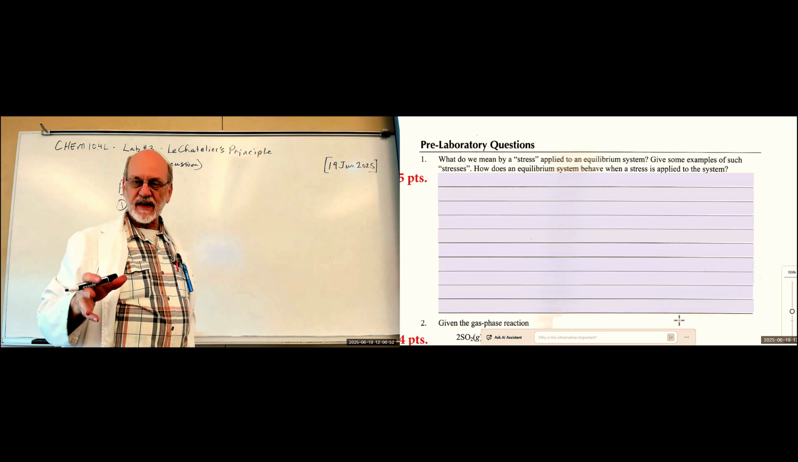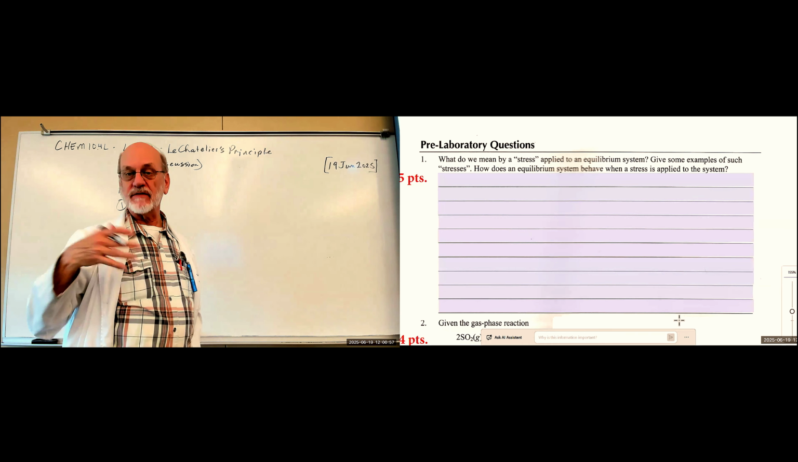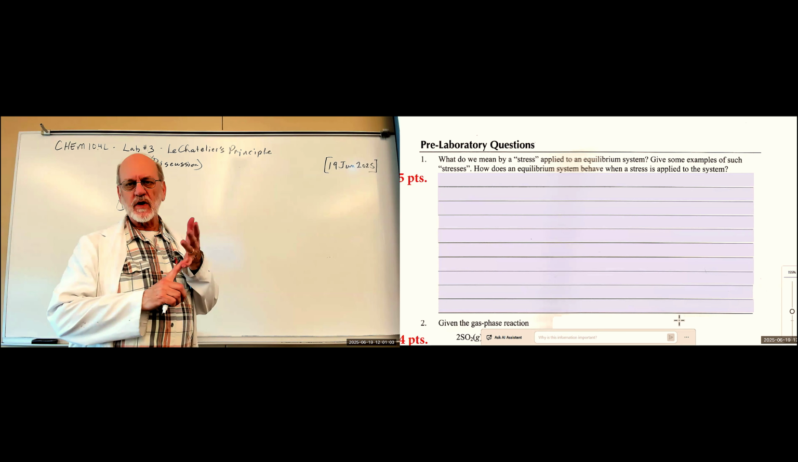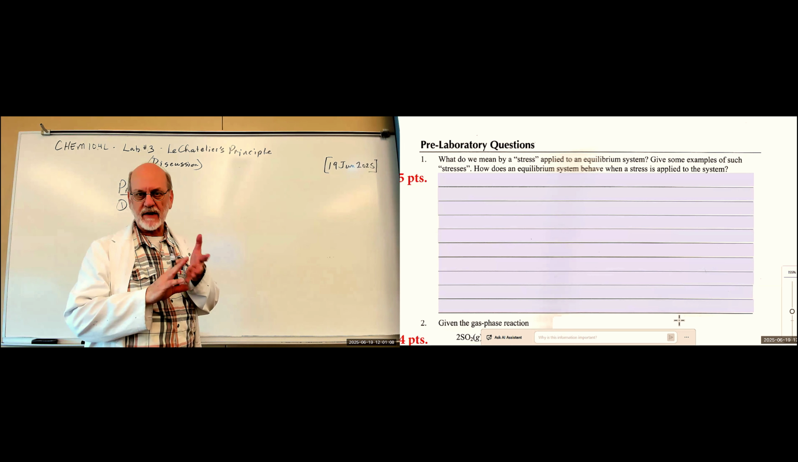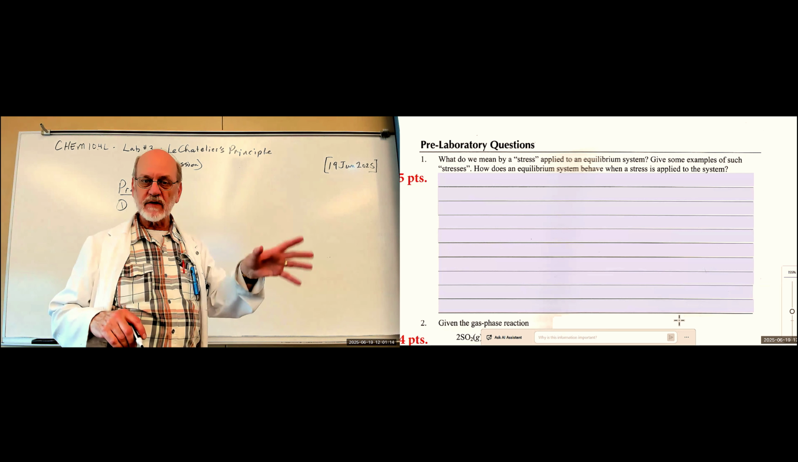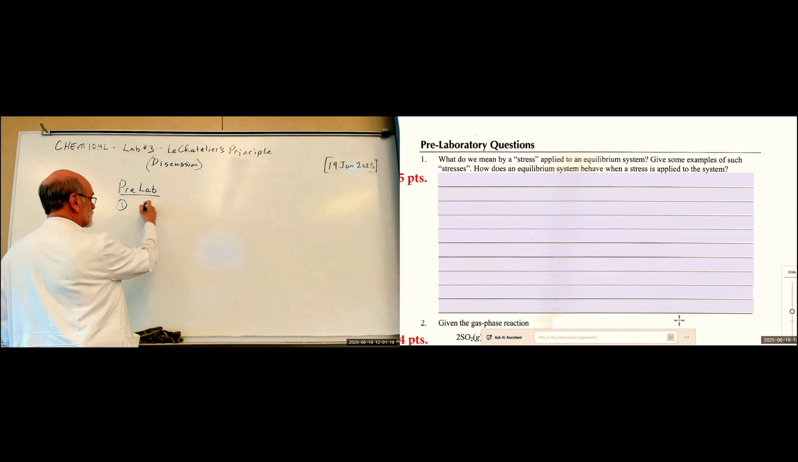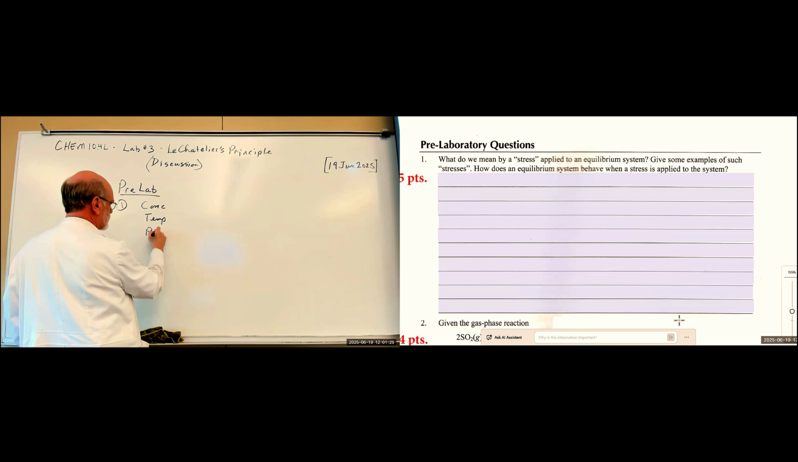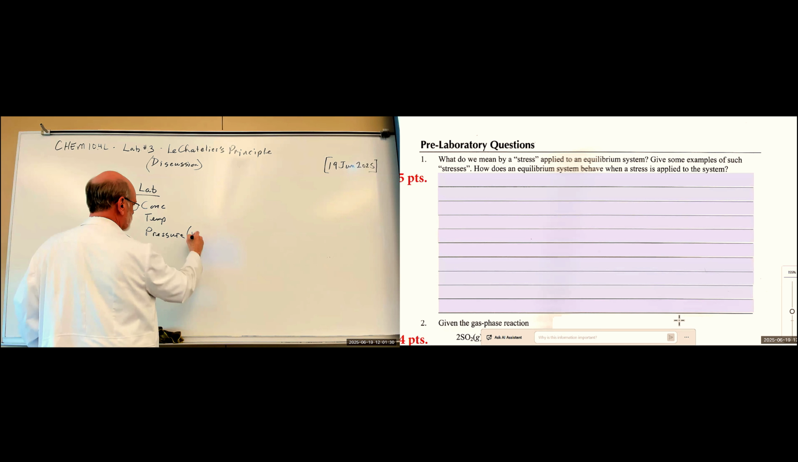A stress is anything that throws the system out of equilibrium. Right? And we looked at several possibilities: change in concentration, change in temperature, change in pressure, and they all have their requirements, their factors that are required. So that stress is anything that throws the system out of equilibrium. So give some examples. Well, you could just say change in concentration, change in temperature, change in pressure, which is usually associated with a change in volume.